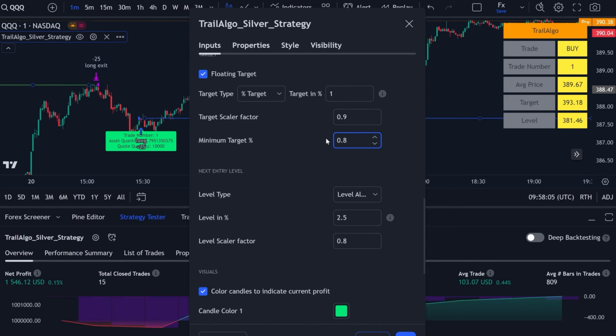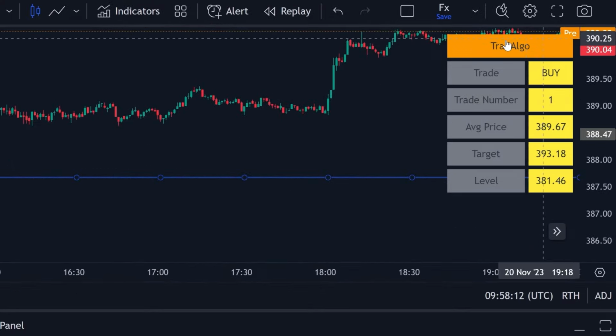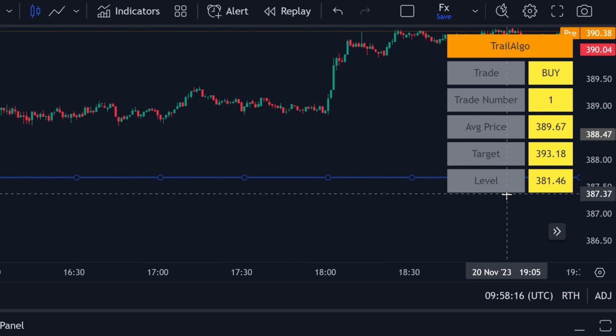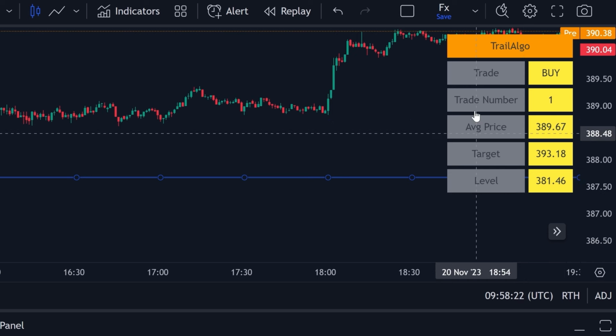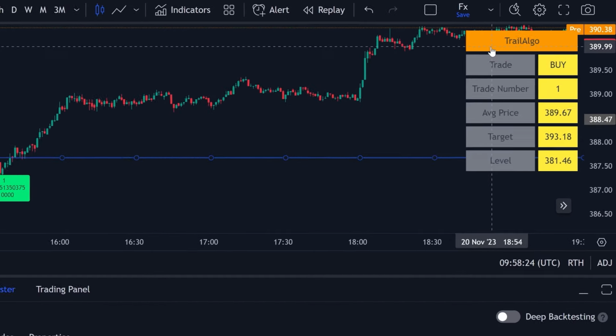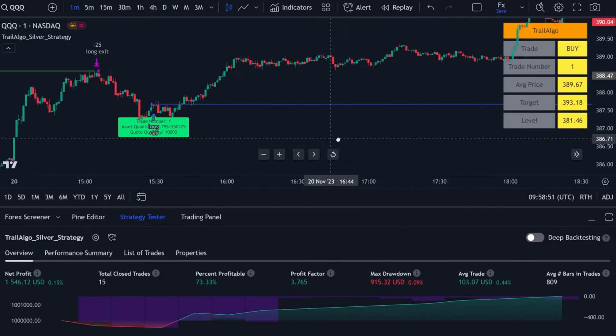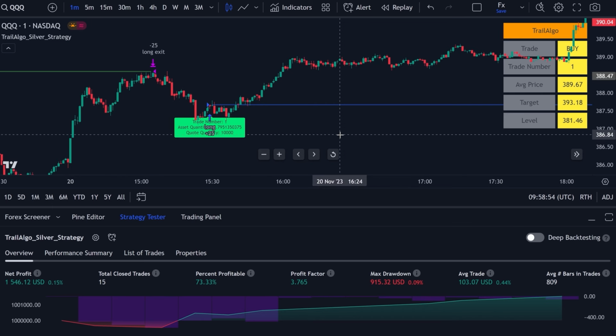We have the TrailAlgo box over here. We can see the type of trade, the trade number, average price, the target, and the level. What sets TrailAlgo apart is its adaptability. Traders can automate the entire process using TradingView's alert section, ensuring seamless execution of the strategy. The strategy's continuous trading pattern is exemplified through a dollar-cost averaging strategy, starting with an initial quantity of 10,000.